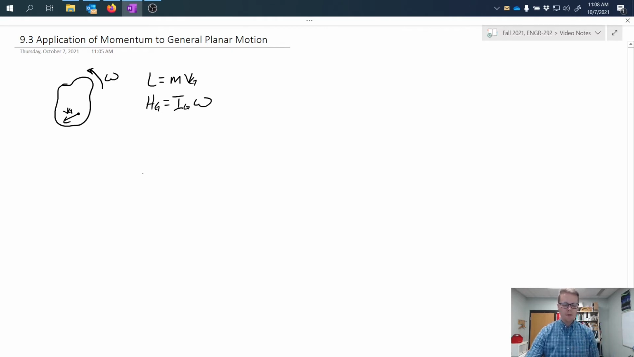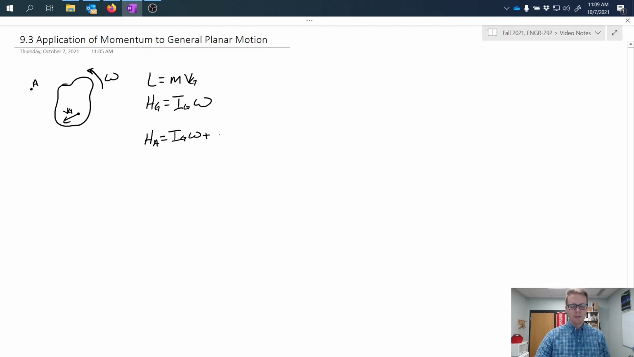Now, if we want to take the mass moment of inertia about a different point, so let's specify some new point out here, A, and say, well, how about we want to know the angular momentum about point A? Well, in this case, we can say, much like we saw before, we have to take into account the angular momentum around the center of gravity, and then we have to add on some term that accounts for the fact that A is not located at the center of gravity.